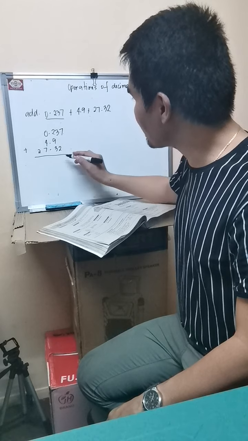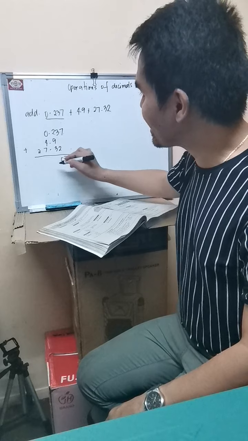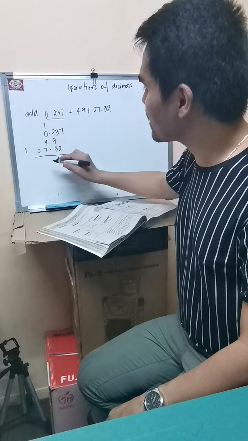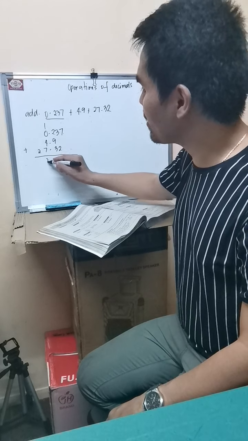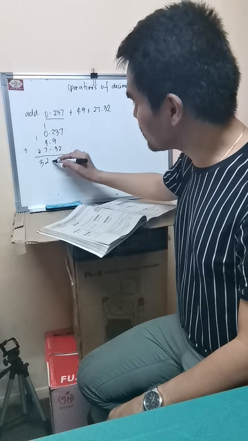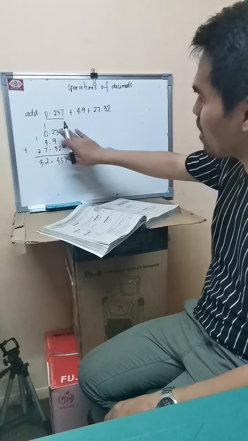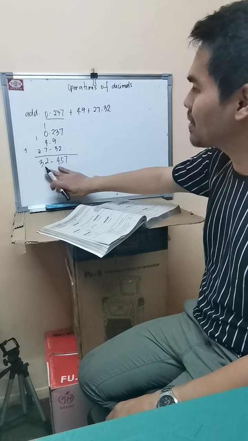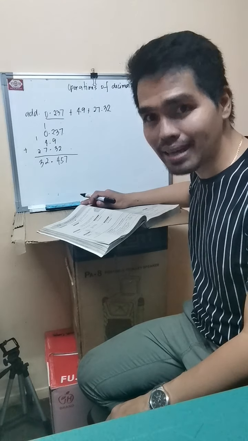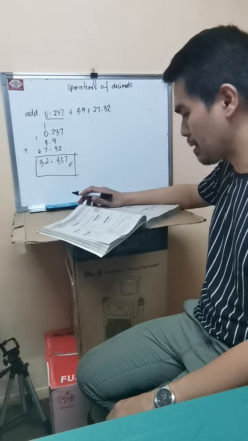Okay, this is going to be 7. 3 plus 2, that is 5. And then we have 12, 14. Carry 1, then that is 11, 12. Carry 1, then that is 3. Then bring down the decimal point. Therefore, the sum of these three decimal notations is 32 and 457 hundredths. Okay, this is now the sum. Box it as our answer.